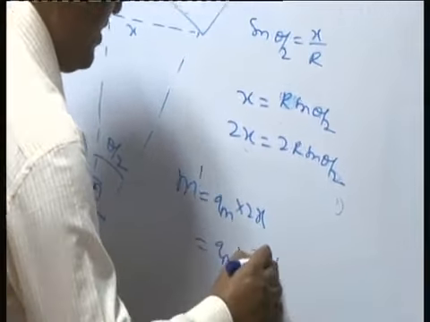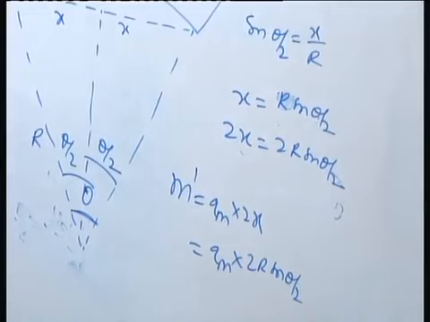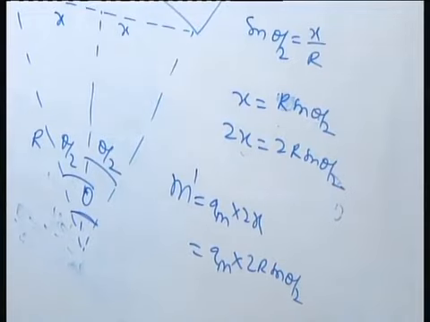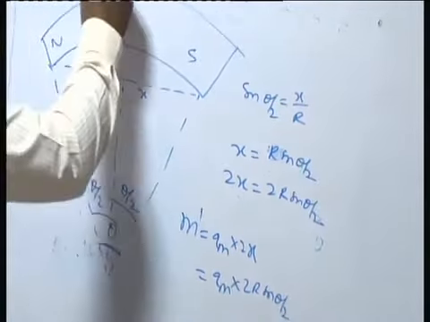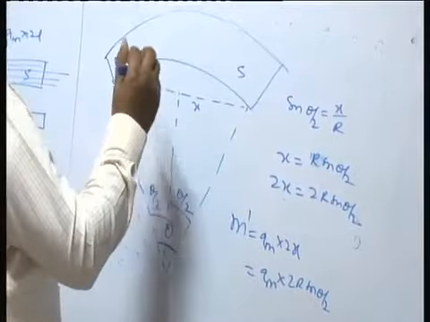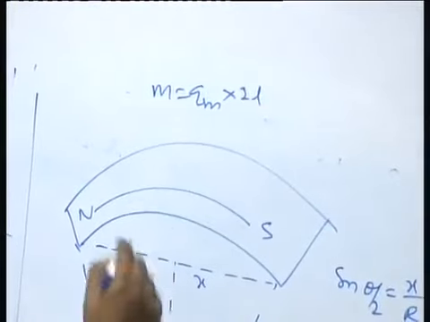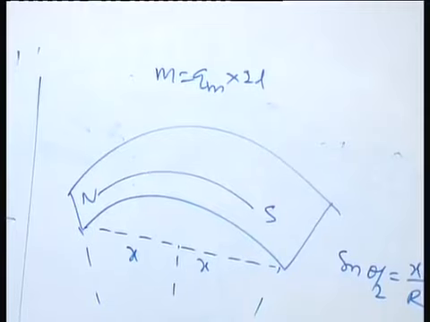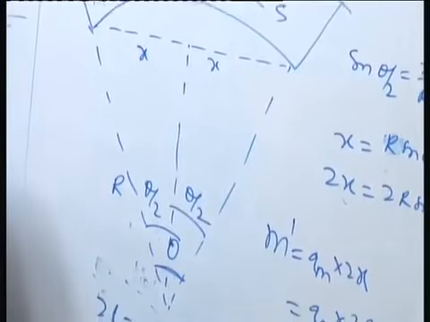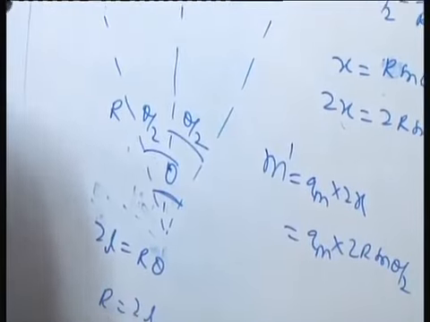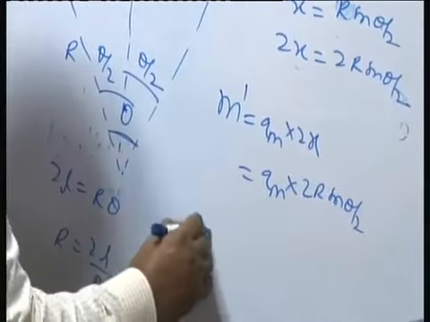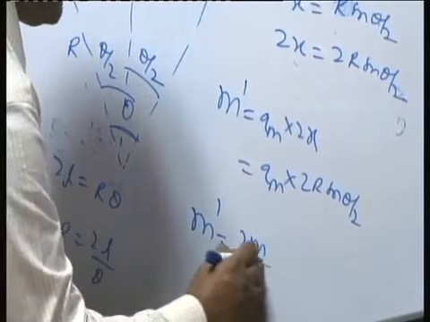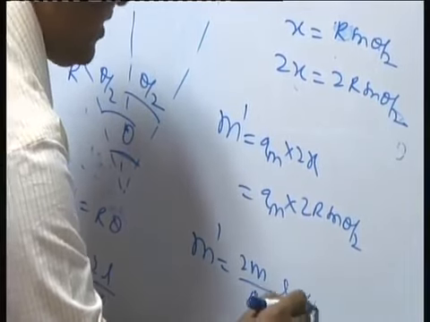But we want to express this magnetic moment in terms of its initial magnetic moment. We know that the initial magnetic moment is m equals qm into 2l. So now we should express this expression in terms of 2l. For that, we know that this length is 2l. Therefore, I can write 2l equals r theta. Hence, r equals 2l by theta. So if you substitute the expression for r in this expression, then you will get m dash equals 2m by theta into sine theta by 2.